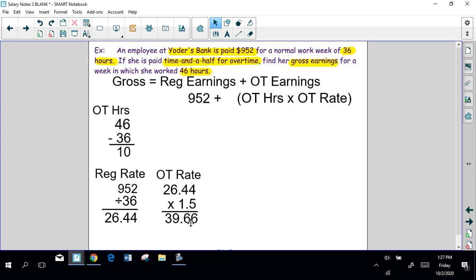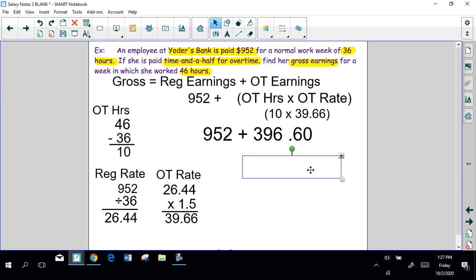Now we have everything we need to calculate our overtime earnings. Our overtime hours we calculated were 10, and the calculated overtime rate was $39.66. When you multiply those together, we get $396.60. Finally, when we add our regular earnings of $952 and our overtime earnings, it comes out to $1,348.60.